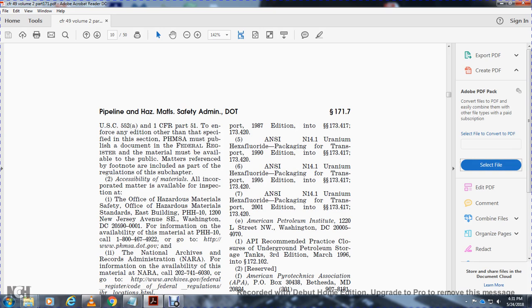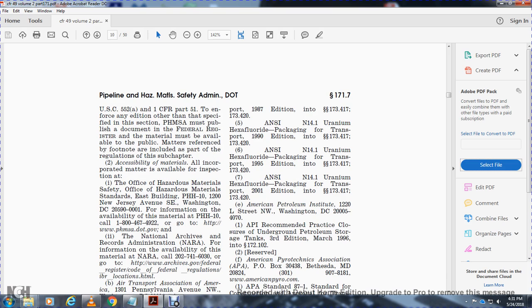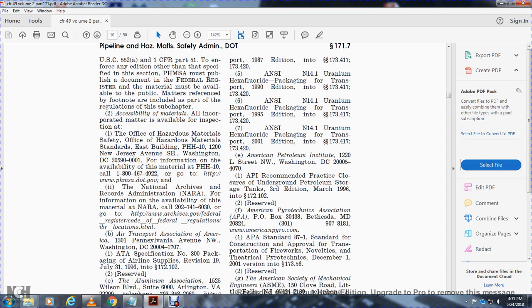Inspection is available at the Office of Hazardous Materials Safety, East Building, PHH 10, 1200 New Jersey Avenue Southeast, Washington, D.C. 20590-0001. For information on the availability of the material, call PHH 10 at 1-800-467-4922 or visit phmsa.gov. For the National Archives and Records Administration, NARA, call 202-741-6030 or visit archives.gov/federal-register/cfr/ibr-locations.